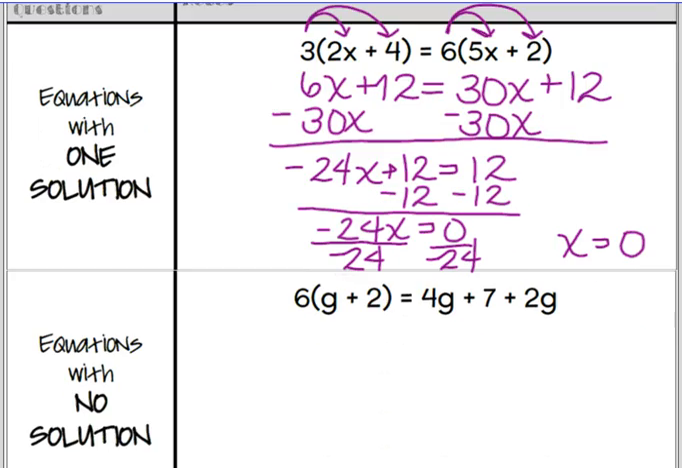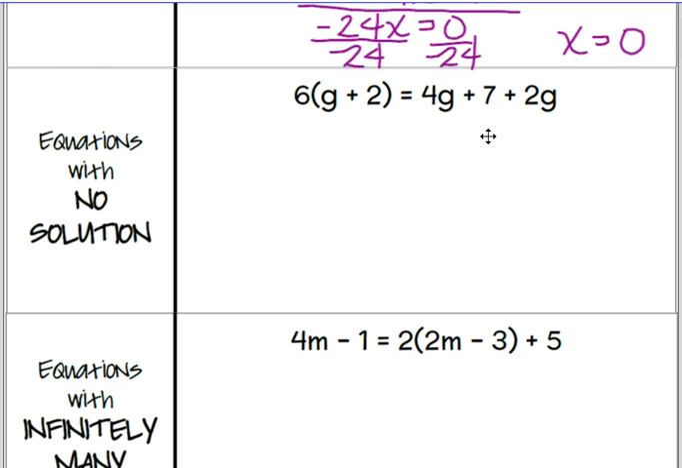So let's look at another one. If we have 6 times the quantity g plus 2 equals 4g plus 7 plus 2g, we're going to have to distribute on this side of the equation. So we'll distribute to the g and to the 2. So 6 times g is 6g, and 6 times 2 is a positive 12. And on this side of the equation, I have some like terms that I can combine. So I have 4g and a positive 2g, so that would give me 6g. And then I still have plus 7.